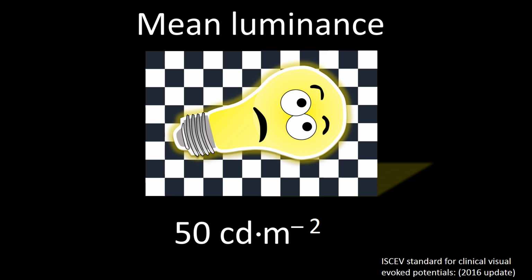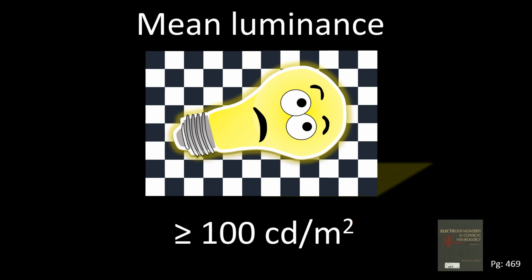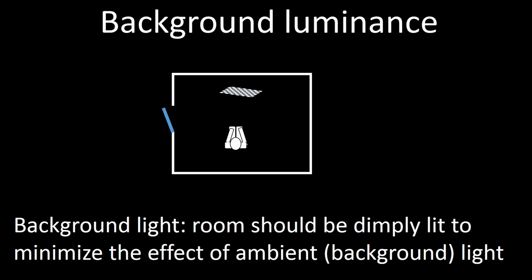The International Society for Clinical Electrophysiology of Vision recommends that the mean luminance of the board should be 50 candelas per meter squared. In Aminoff's book, the number given for the desirable mean luminance is at or above 100 candelas per meter squared. The room luminance should be low. In other words, the room should be dimly lit to minimize the effect of ambient light.